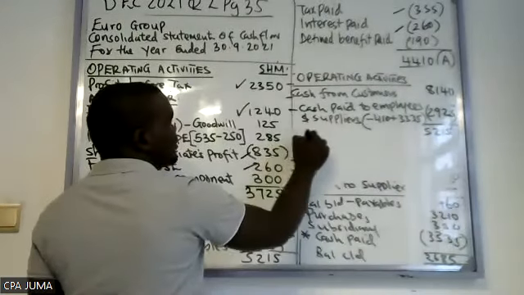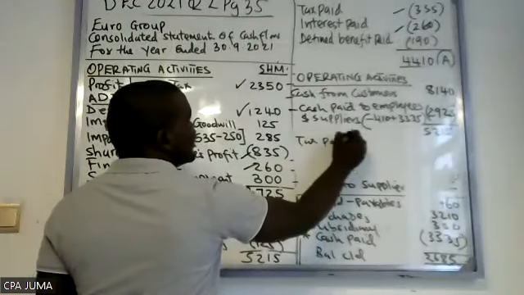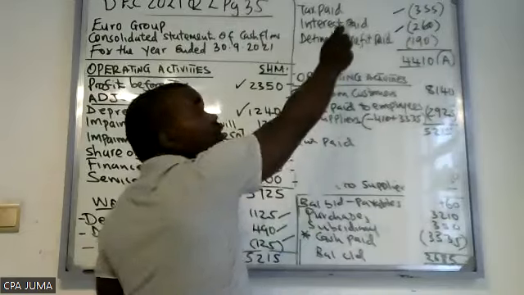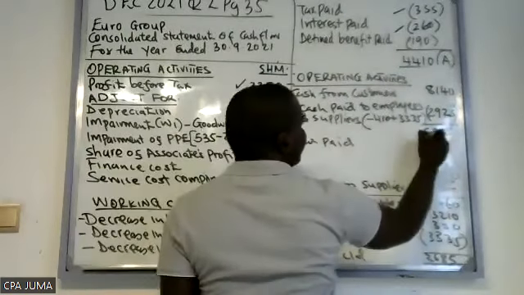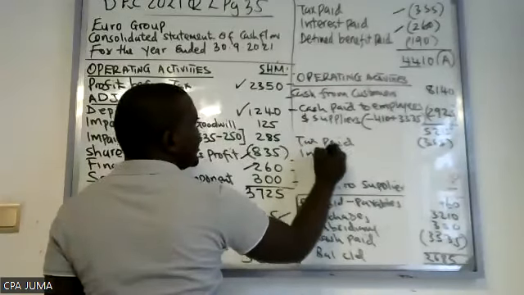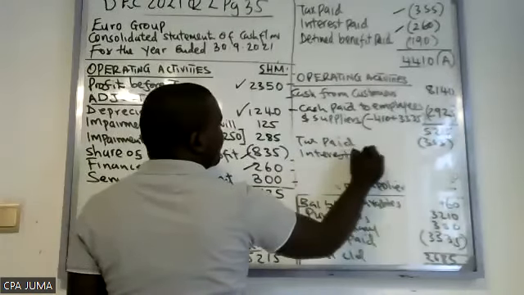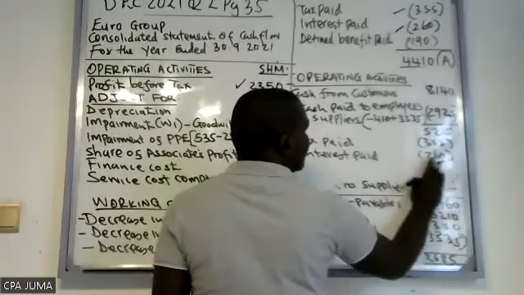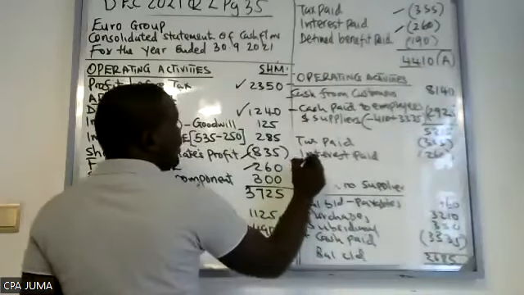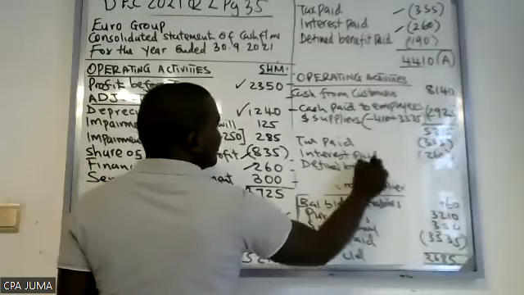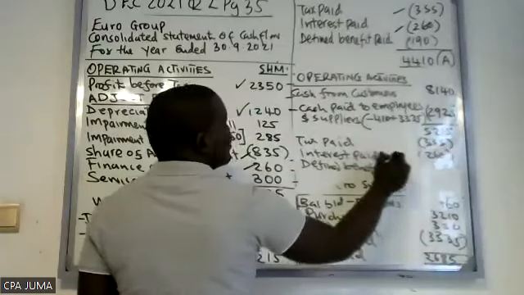Then you bring tax paid. Tax paid is the same, whichever method you take. Here, 355. Interest paid will remain the same. 260. Defined benefits, 190.